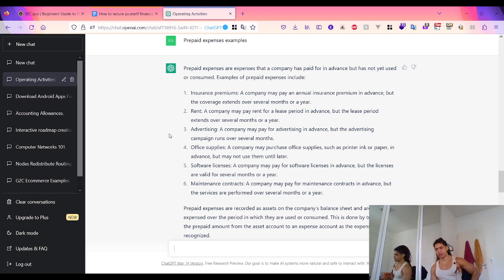Okay, so here you have insurance premiums, rent, advertising. The company may pay in advance for an advertising campaign, but this will run over several months. Office supplies: the company may purchase office supplies such as printer ink or paper. Software license and maintenance contract.